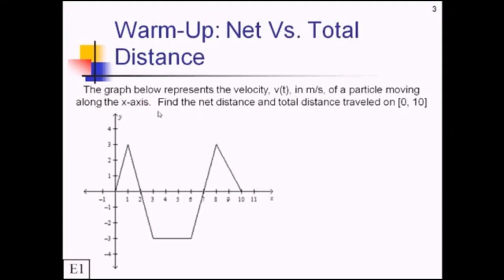For a warm-up, we have a graph representing the velocity in meters per second of some particle moving on the x-axis. We want the net distance and total distance traveled on the interval from 0 to 10. Pause the video, give it a shot.